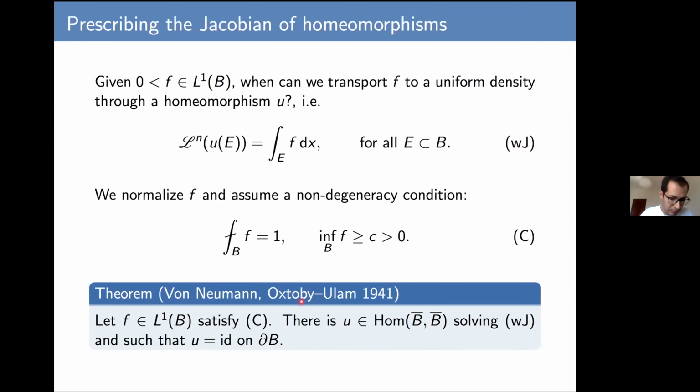And moreover, I can even choose the homeomorphism in such a way that it fixes the boundary of the ball. So it is the identity on the boundary. So in other words, this existence question has a positive answer, and one always finds these homeomorphisms. Okay, so now, of course, we are analysts.